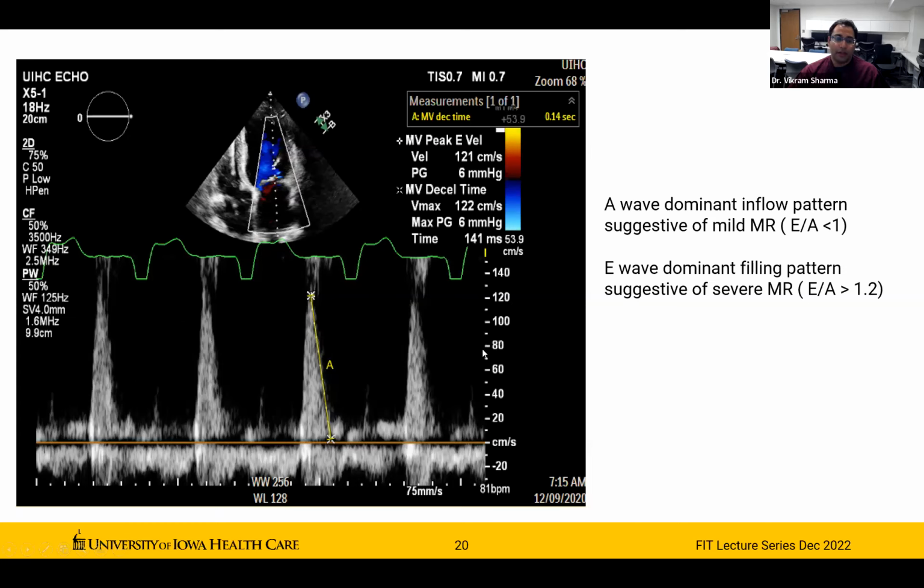So there are some other parameters of regurgitation severity. One of them is the Doppler inflow pattern across the mitral valve. It is said that an E wave predominant filling pattern is suggestive of more severe MR, where the E by A ratio is 1.2 or more. In our case, this patient has a history of AFib, so we didn't really have the A wave here. Whereas if you had both E and A waves, and it was more of an A wave dominant flow pattern where the E by A ratio is less than 1, that would be suggestive of a more mild form of mitral regurgitation, and this has to do with the filling pressures in the left atrium as a result of the regurgitant jet.